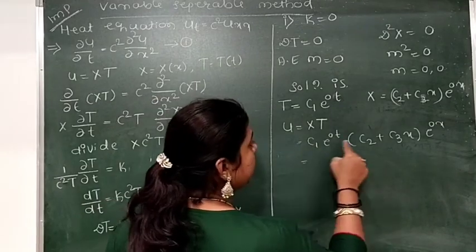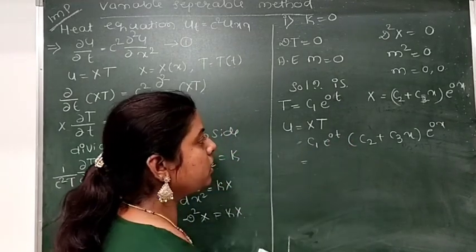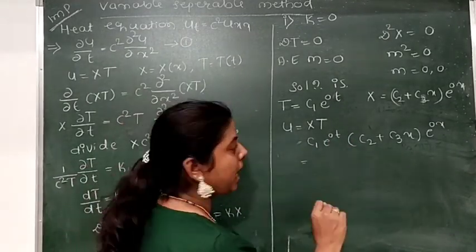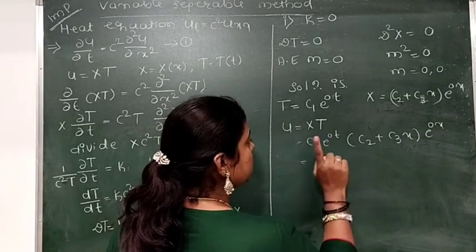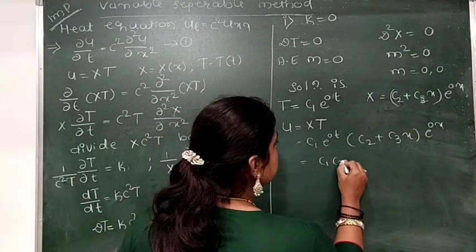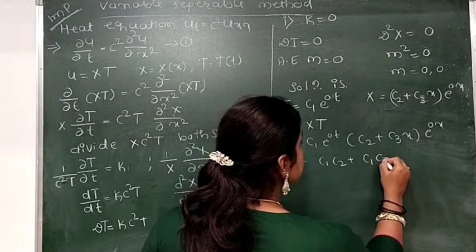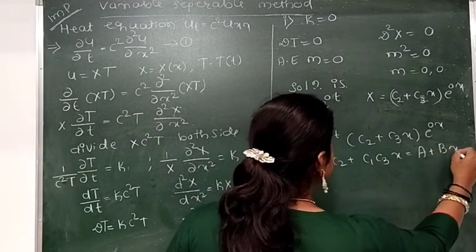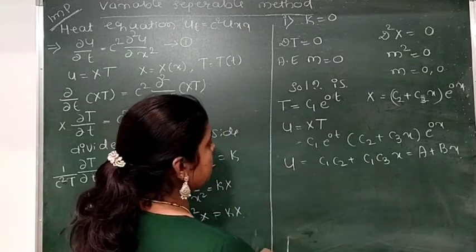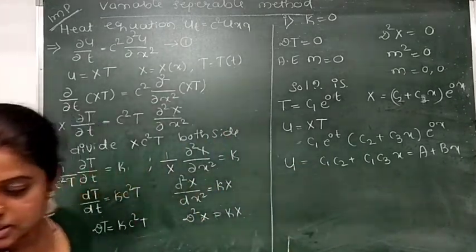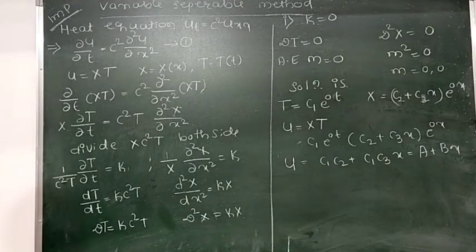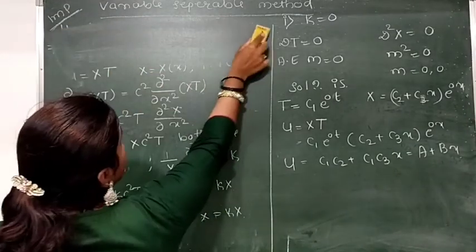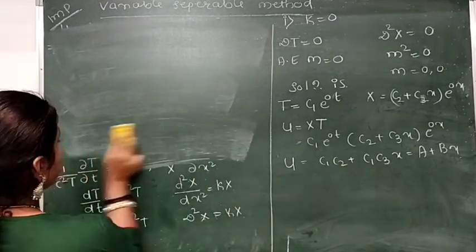If you want, you can take the constants in a common term and write them as a and b. e^(0t) is 1, so we get C1C2 + C1C3 x. This we can write as a + bx also. This is the solution. Now we take the second case, that is k = +p².